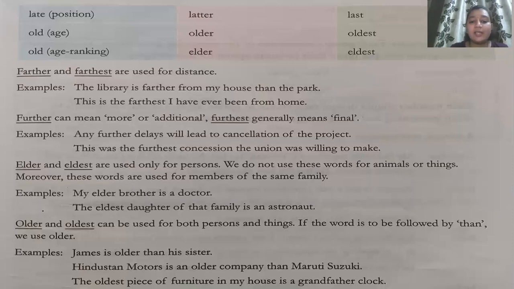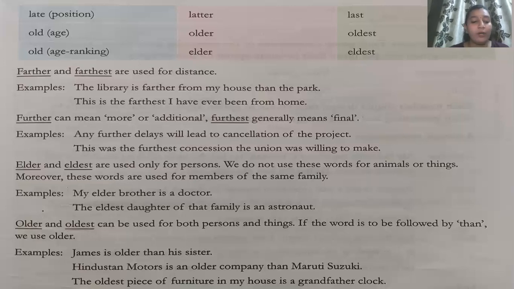This was the furthest concession the union was willing to make. यानी कि ये सबसे आखिरी और फाइनल कंसेशन, यानी फाइनल डिस्काउंट या आप कह सकते हैं ऑफर, जो कि यूनियन देना चाहता है. इससे आगे वो कुछ भी चेंजेस करेंगे नहीं. So you can see how in both the sentences it is showing different meanings. एडजेक्टिव एक ही है far, लेकिन उसका कंपैरेटिव और सुपरलेटिव अलग बन रहा है depending on the kind of meaning it is showing in the sentence. अगर डिस्टेंस शो कर रहा है तो उसका कंपैरेटिव और सुपरलेटिव होगा farther और farthest. अगर एडिशनल इंफॉर्मेशन शो कर रहा है तो उसका कंपैरेटिव होगा further और furthest.